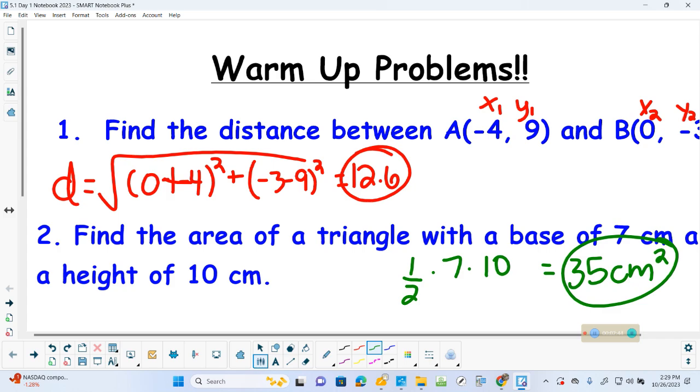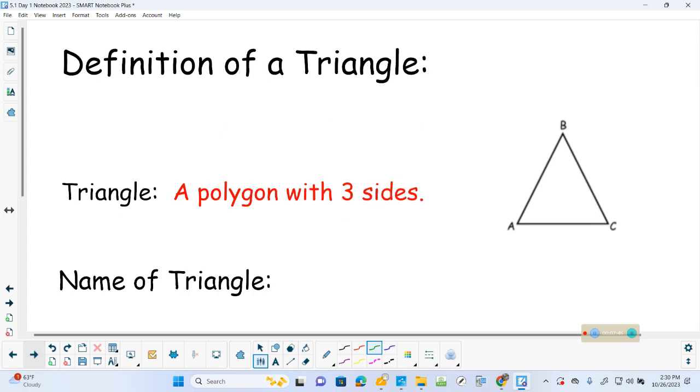Good. So we're going to calculate area of triangles again this chapter. We've done it. We've seen it. It's nothing exciting. I just thought we might need a refresher on it. All right, let's get into all the good triangle stuff here.